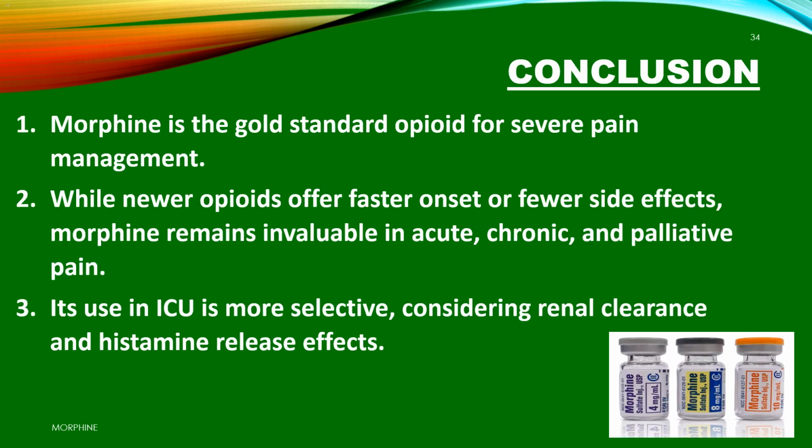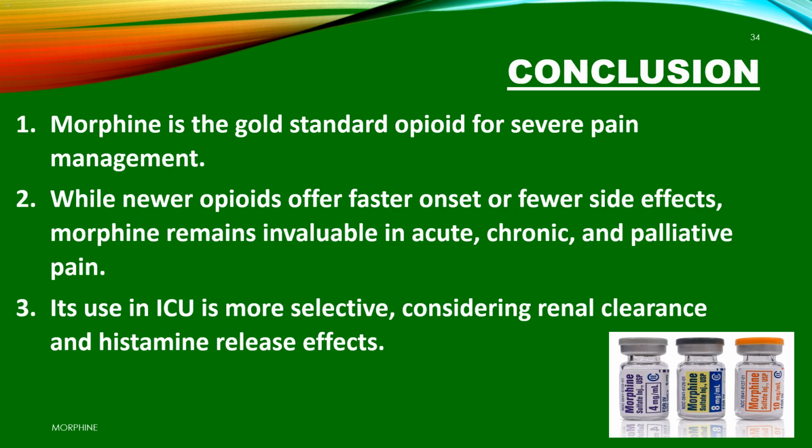Conclusion on morphine. 1. Gold standard opioid. Morphine remains the gold standard opioid for managing severe pain, due to its effectiveness and well-established use. 2. Value in various pain settings. Despite the availability of newer opioids, morphine continues to be invaluable in various pain settings, including acute, chronic, and palliative pain management.